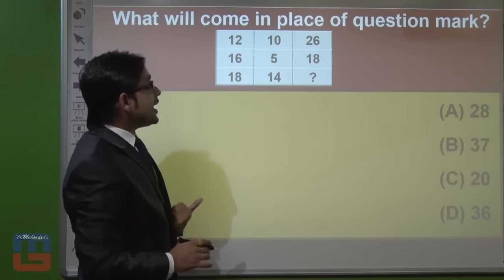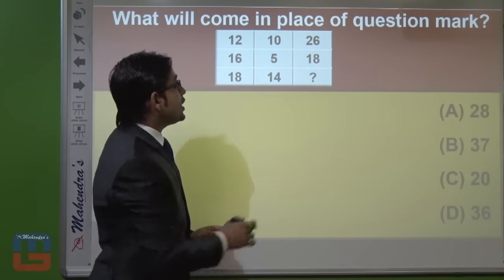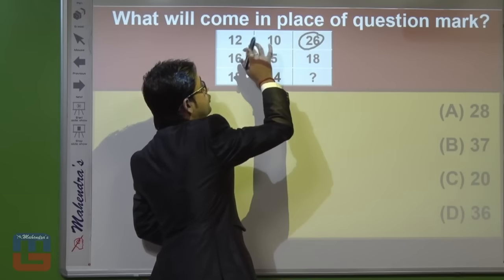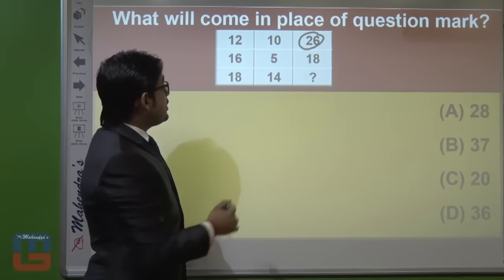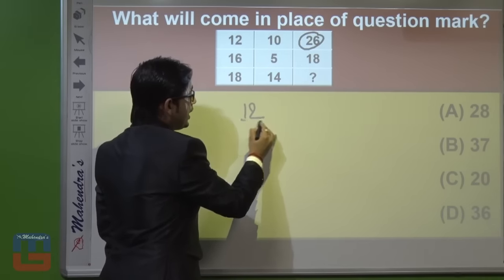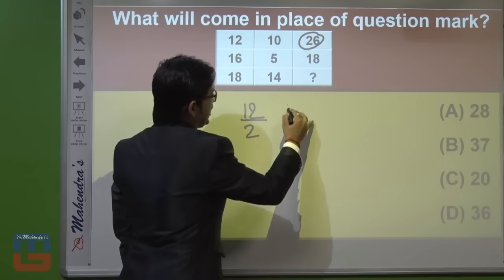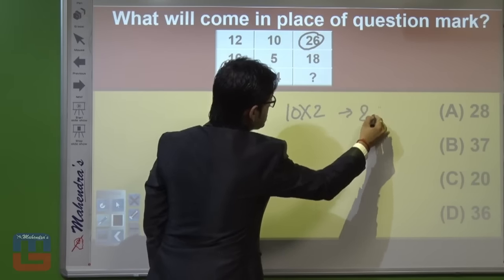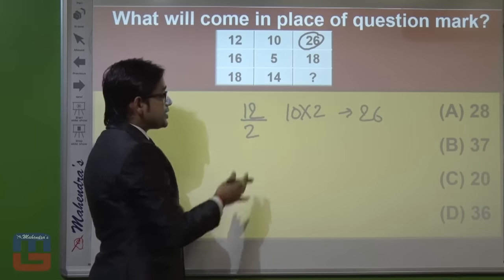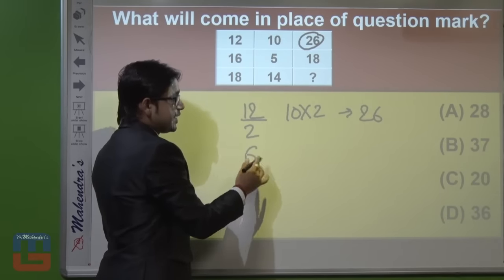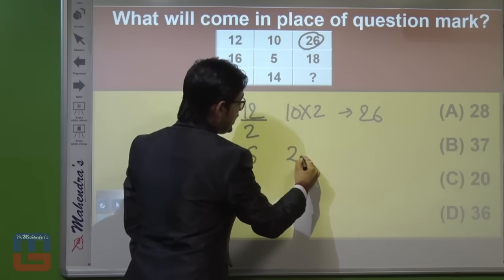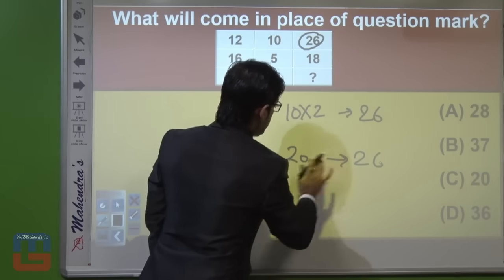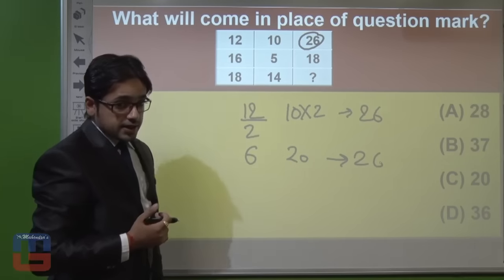Now, what can be the method so that you can get 26 out of 12 and 10? If you divide 12 by 2 and multiply 10 by 2, you will get 26. How? 12 divided by 2, you will get 6. 10 into 2, you will get 20. So the final output will be 20 plus 6 is 26.